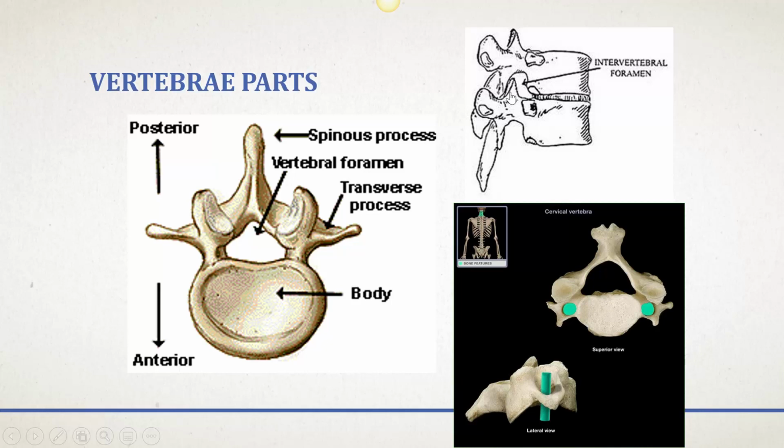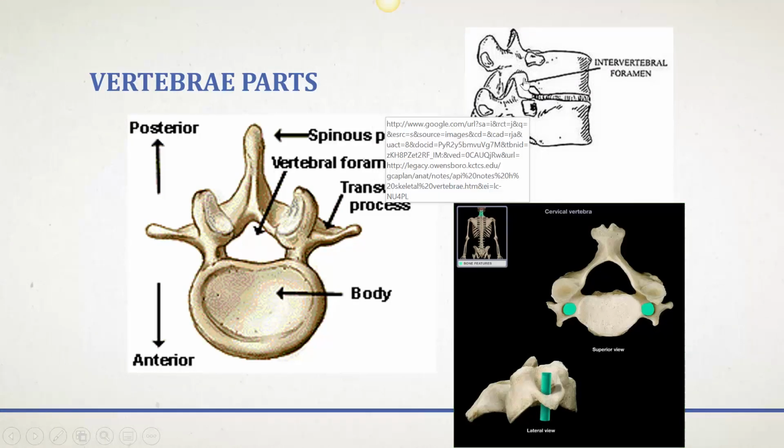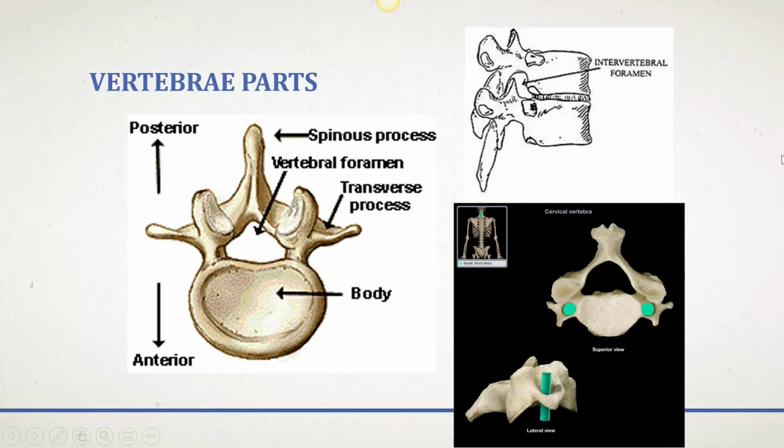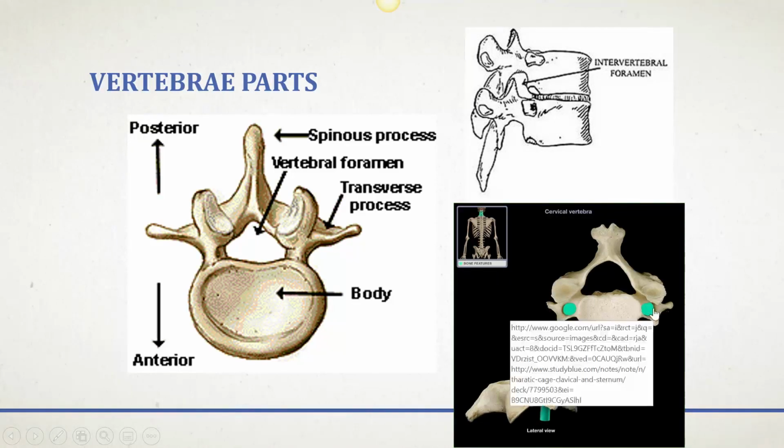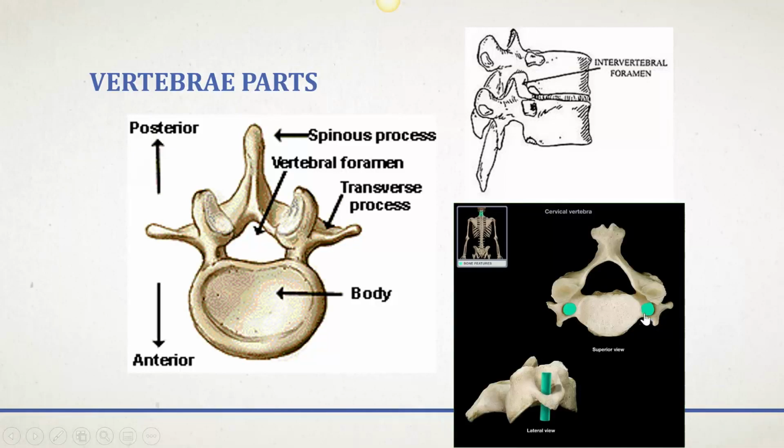And then there's the intervertebral foramen, which is the hole that's formed when vertebrae are stacked on top of each other. This allows our spinal nerves to emerge and innervate the rest of the body. And then for cervical vertebrae only, we have these transverse foramina. And those are the holes that allow for the nerves of the cervical plexus to go through them.